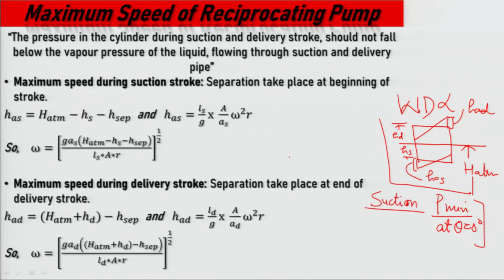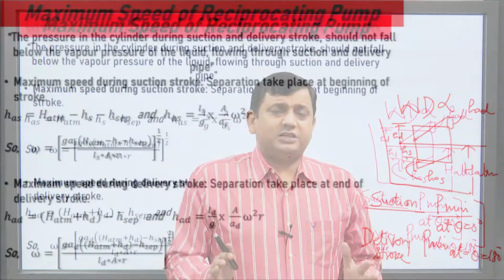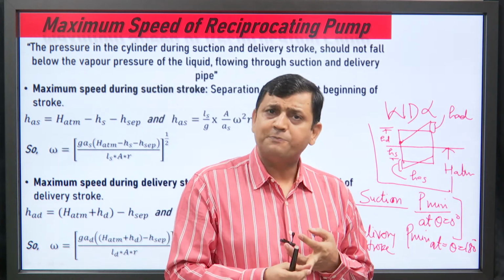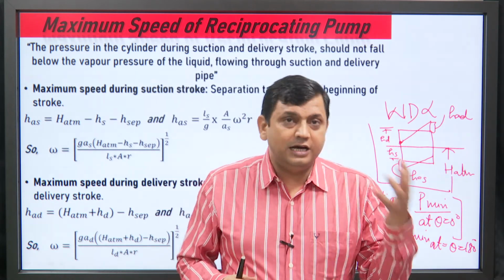At the delivery stroke, which point is the minimum pressure? At the delivery, at theta equal to 180, at the end of the stroke. So the chances of cavitation are in the suction stroke at the beginning of the stroke, and in the delivery stroke at the end of the stroke.